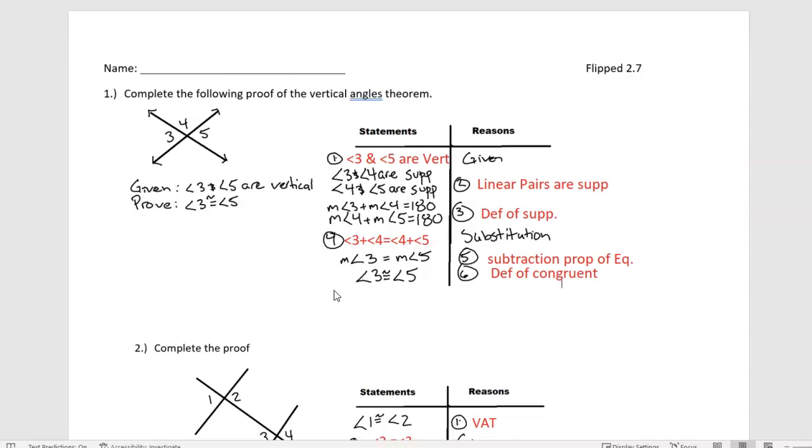Definition of congruence means if they're equal, then they're congruent. If they're congruent, then they're equal. So hopefully that made sense.